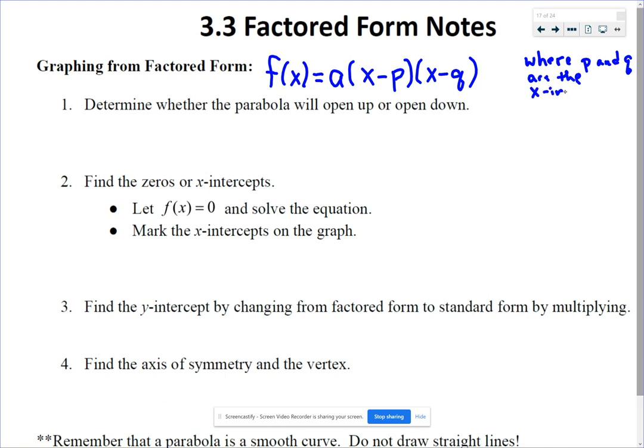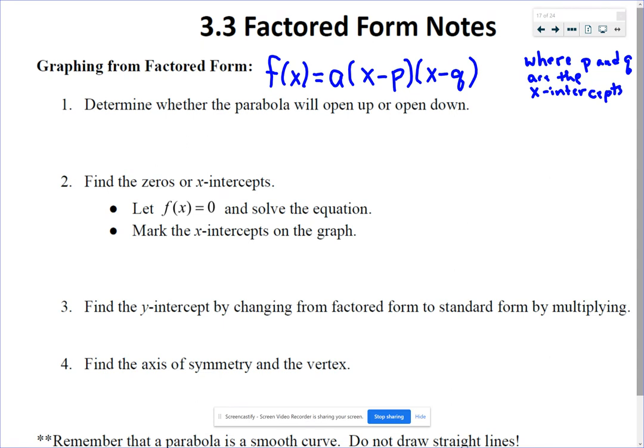They are the two values that are going to make that product equal to 0, because p minus p is 0 and q minus q is 0. So the x-intercepts are p and q. We will review a couple of facts here.